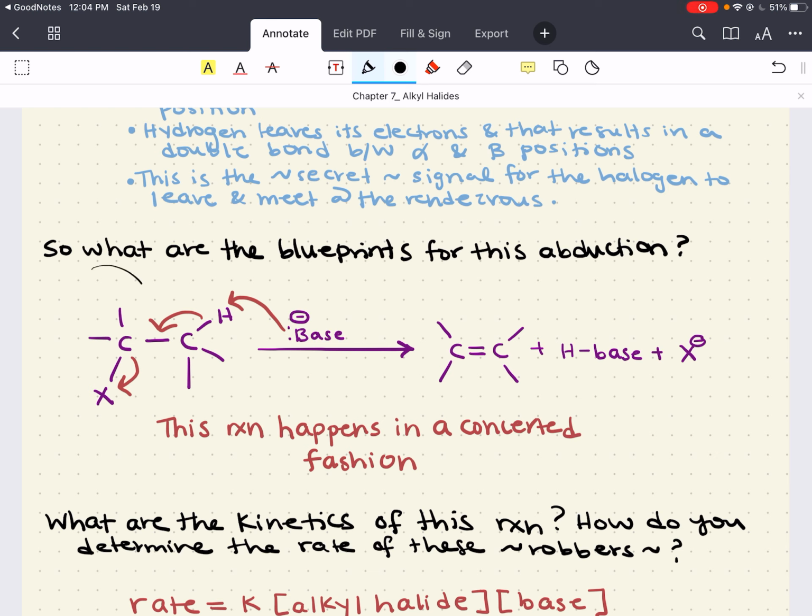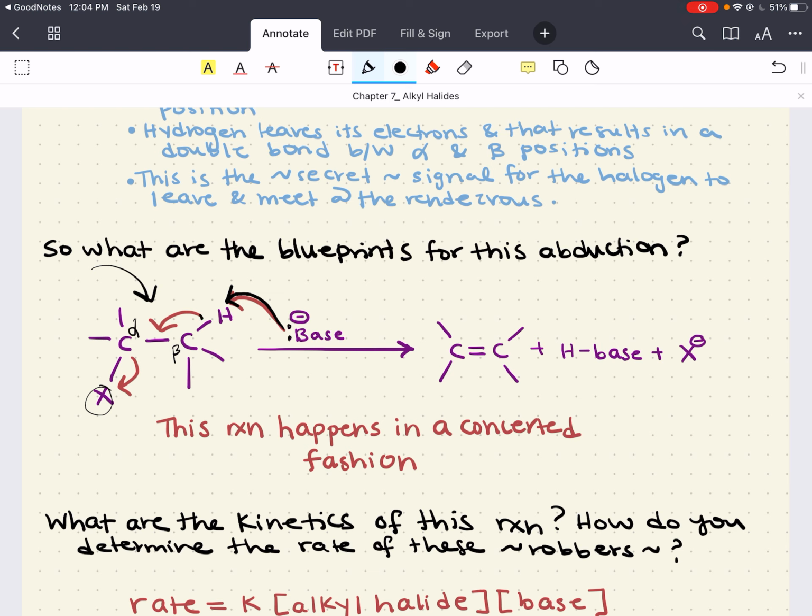So here's your alkyl halide, all right? Here's your alpha carbon because it's attached to a halogen. Here's your beta carbon because it's the carbon directly attached to the alpha carbon, all right? Here you have your strong and, I guess, smart base, all right, who starts this robbery off by abducting the hydrogen. All right, he abducts the hydrogen.